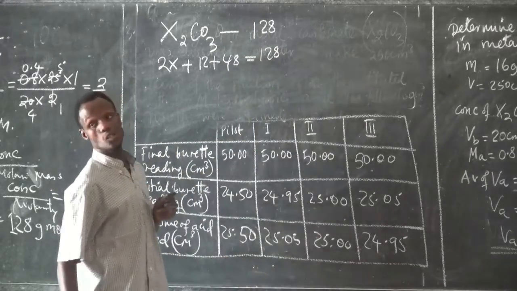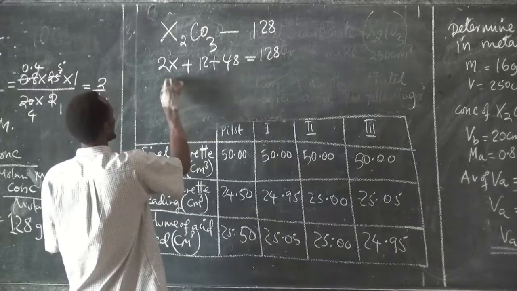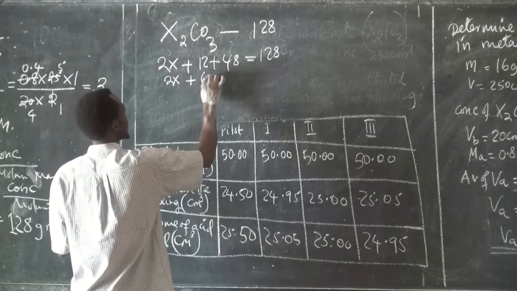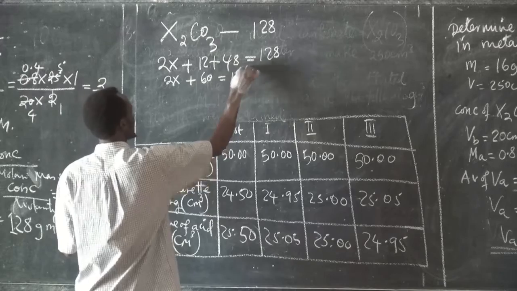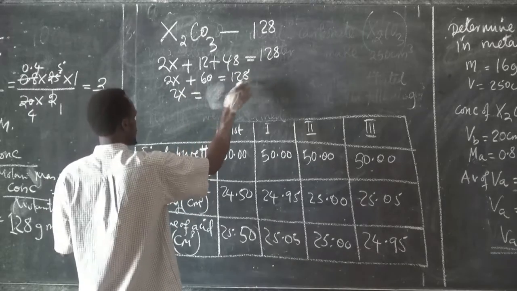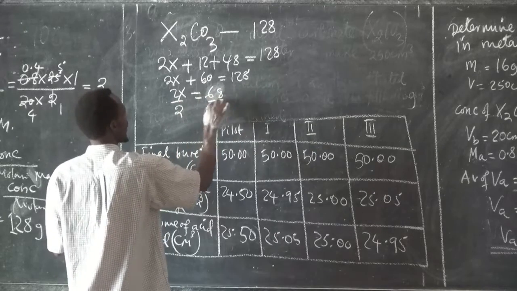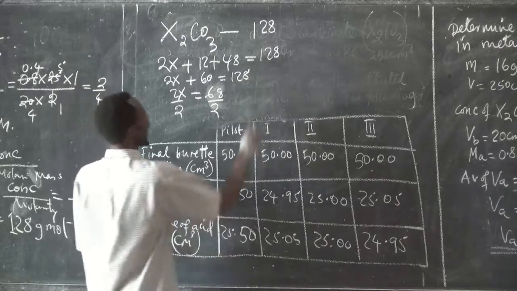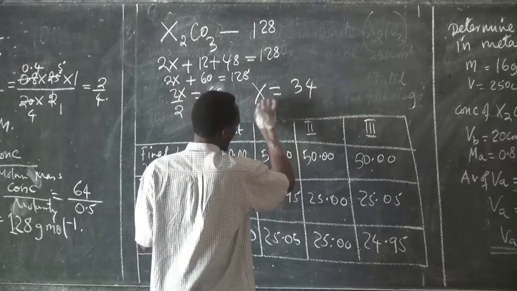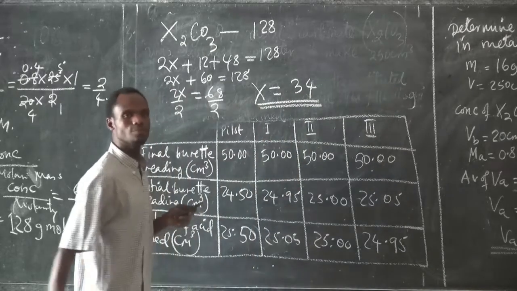This is algebraic principle, an algebraic equation. Now, this is 2X plus 60 is equal to 128. Now 2X is equal to what? 128 minus 60, you have 68. Divide by 2, divide by 2. Now X is equal to 34. Now the relative atomic mass of X is 34.